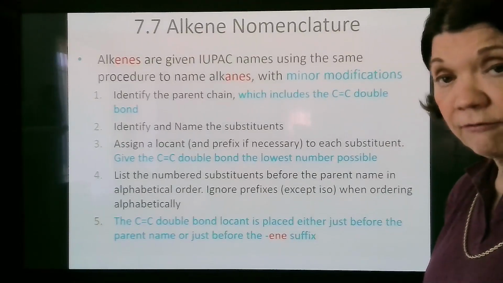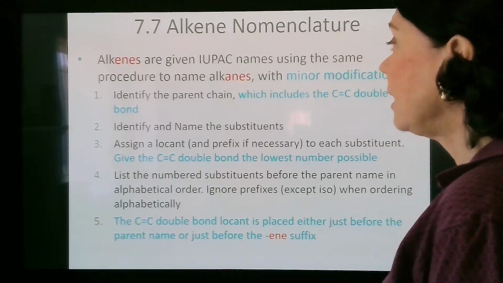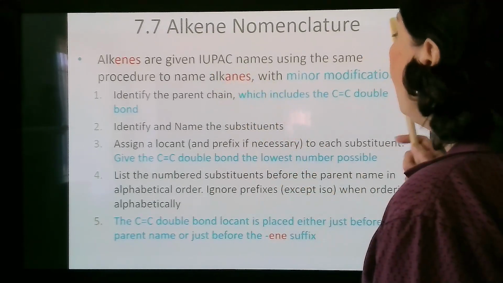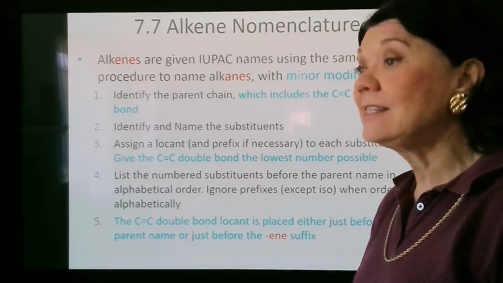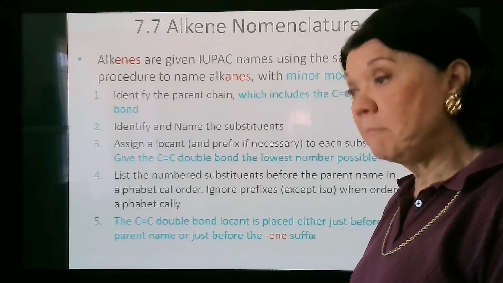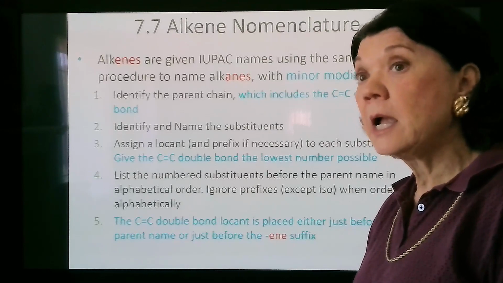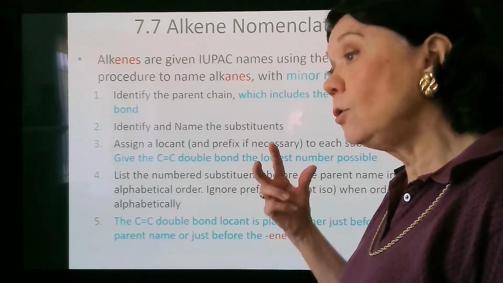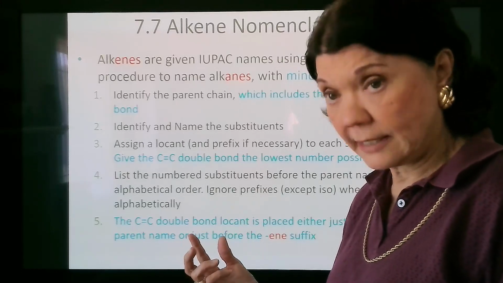So alkenes are formed in these elimination reactions. They're given IUPAC names using the same procedure to name alkanes with minor modifications. This is going to be the first of many, many, many times that you are going to see a new family. You're going to have to learn the new family's nomenclature.